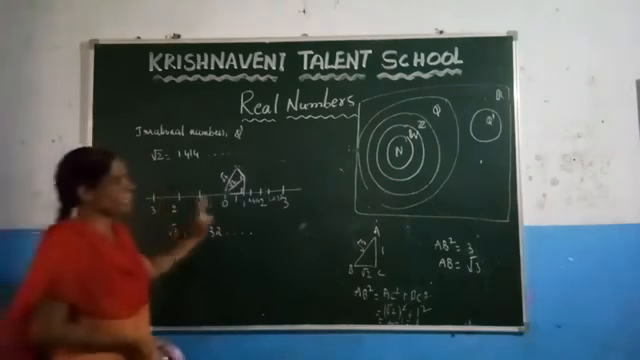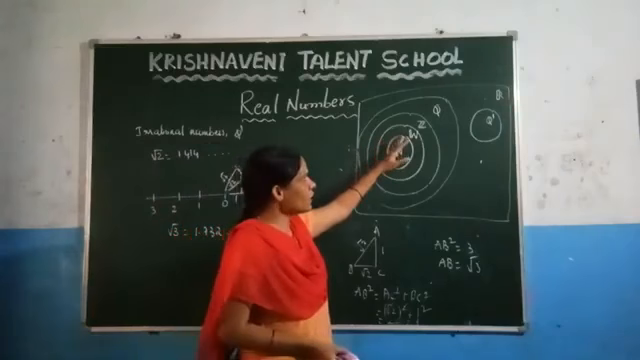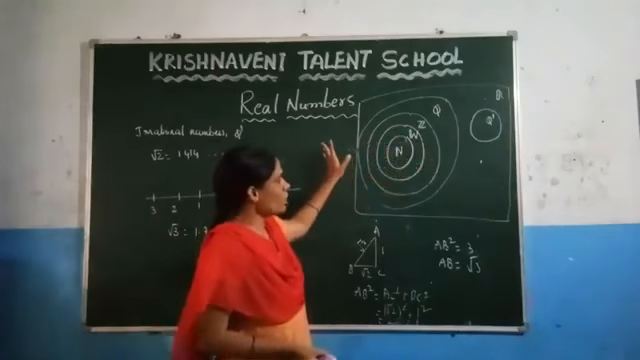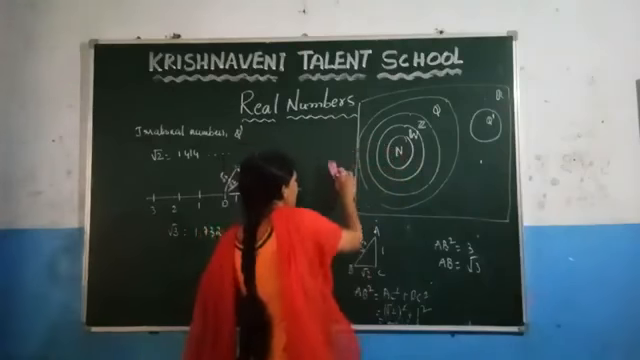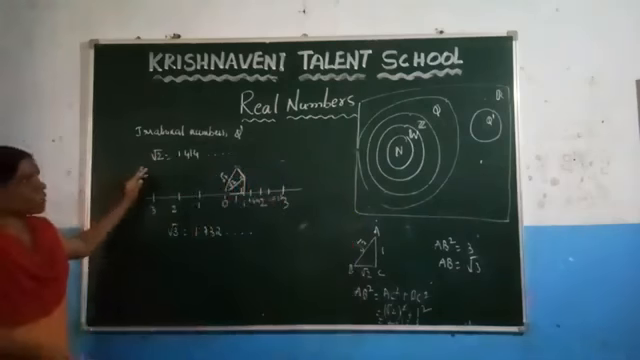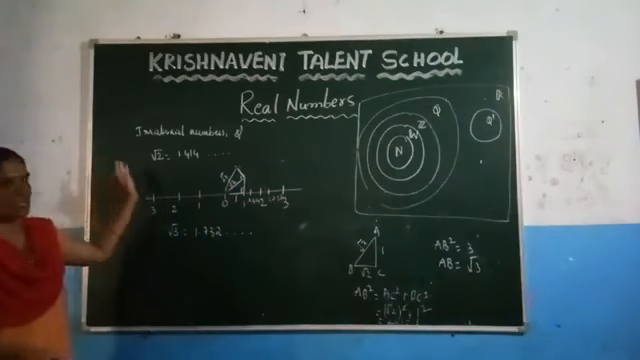Now up to now we discussed natural numbers, whole numbers, integers, real numbers, irrational numbers, and the representation of rational numbers and irrational numbers on a number line. Now in the next class we are going to discuss a few problems about this topic and we are going to discuss real numbers.